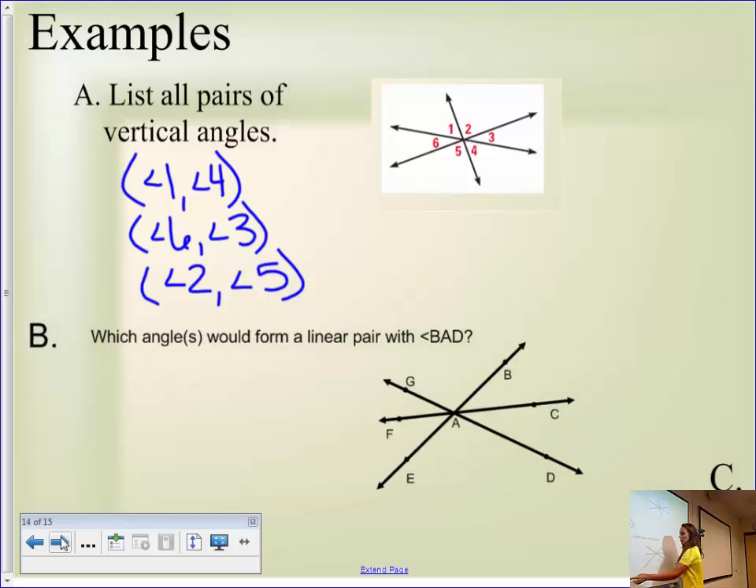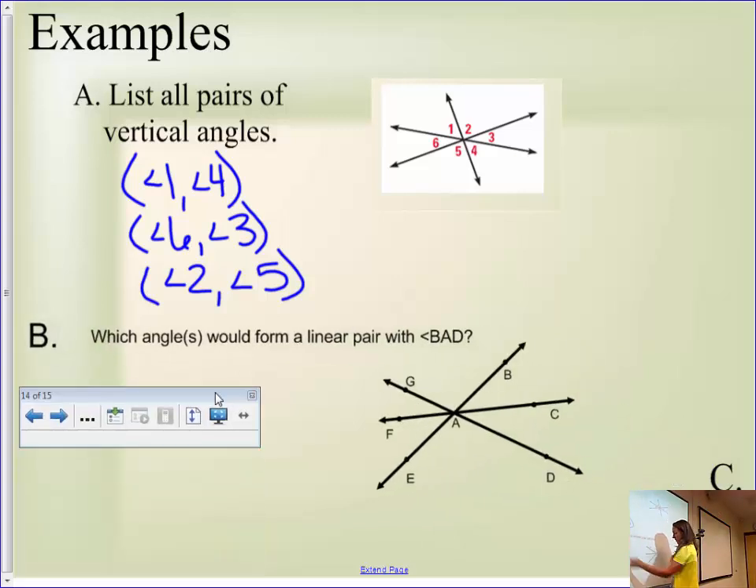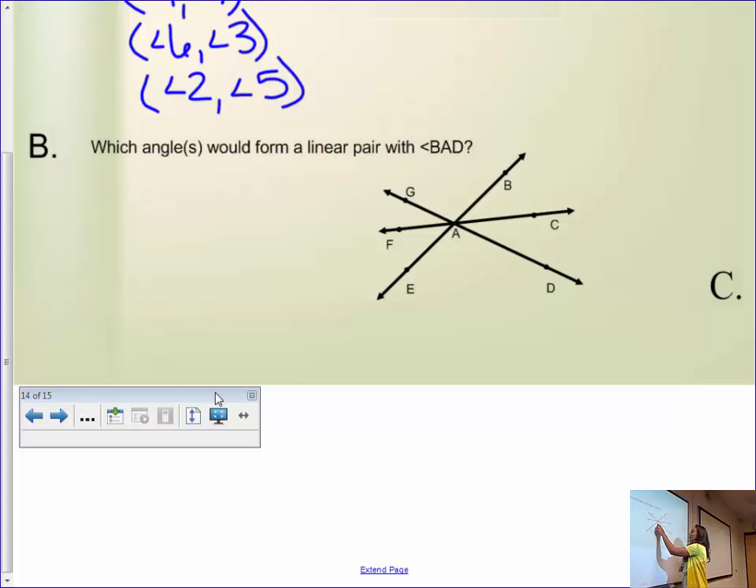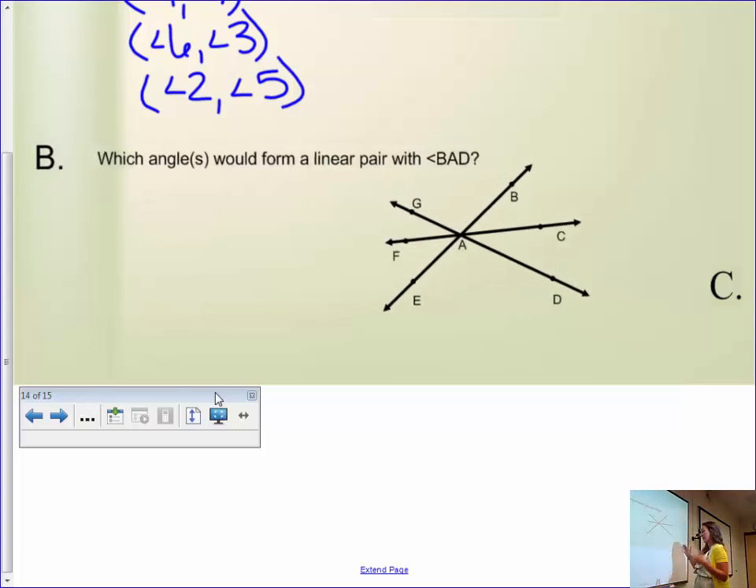Okay, second example here. Move it down, go ahead and draw it out. And now we're not using the numbers, they're naming an angle with 3 letters. So we need to identify the angle. It says which angles would form a linear pair with angle BAD. So it's this angle here.